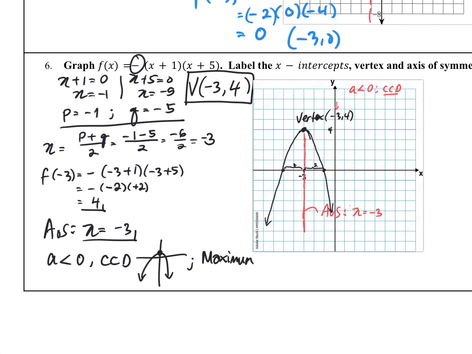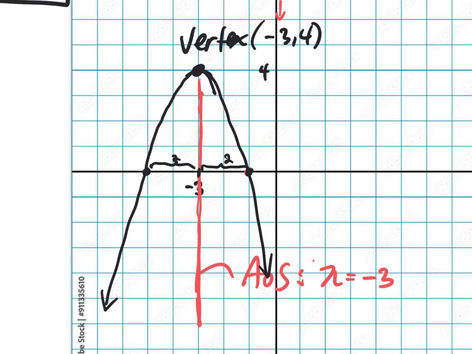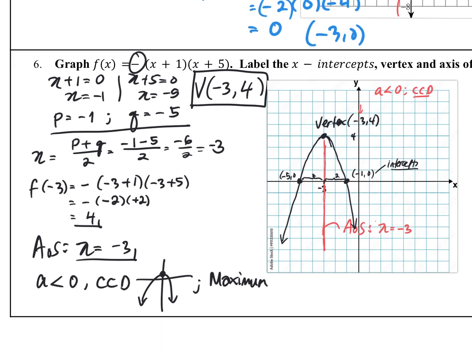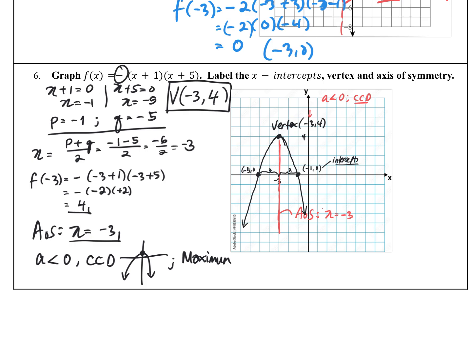Okay, so this is how we graph this one. The vertex and the intercepts. We also have to label our intercepts. Our intercepts will be negative 1, 0, and negative 5, 0. So these are your intercepts. Okay, so this is how we're going to answer these kinds of practices in this lesson. I hope you have understood the lesson very carefully.